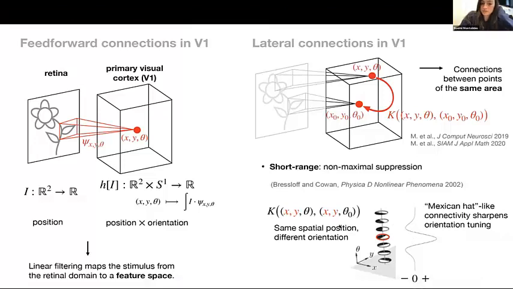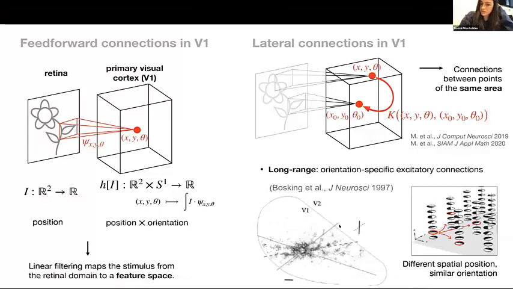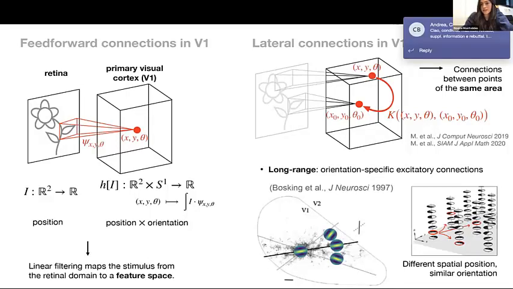Whereas long-range connections refer to those connections happening between cells that do not share the same receptive field, so that are connected to different areas of the retina. In this case, the connections departing from a cell that is sensitive to a specific orientation have been shown to spread preferentially along the axis that is aligned with this orientation, and they also tend to target preferentially those cells that are either aligned or forming an arc of circle with this orientation.